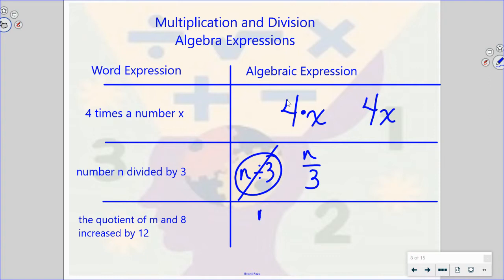Quotient of m and 8, then we increase it. You'll hear me ask quite a bit, okay, what is it we start with and then what happens next? So we start with some mystery amount m. Quotient means divided into 8 parts and then increase it by 12.